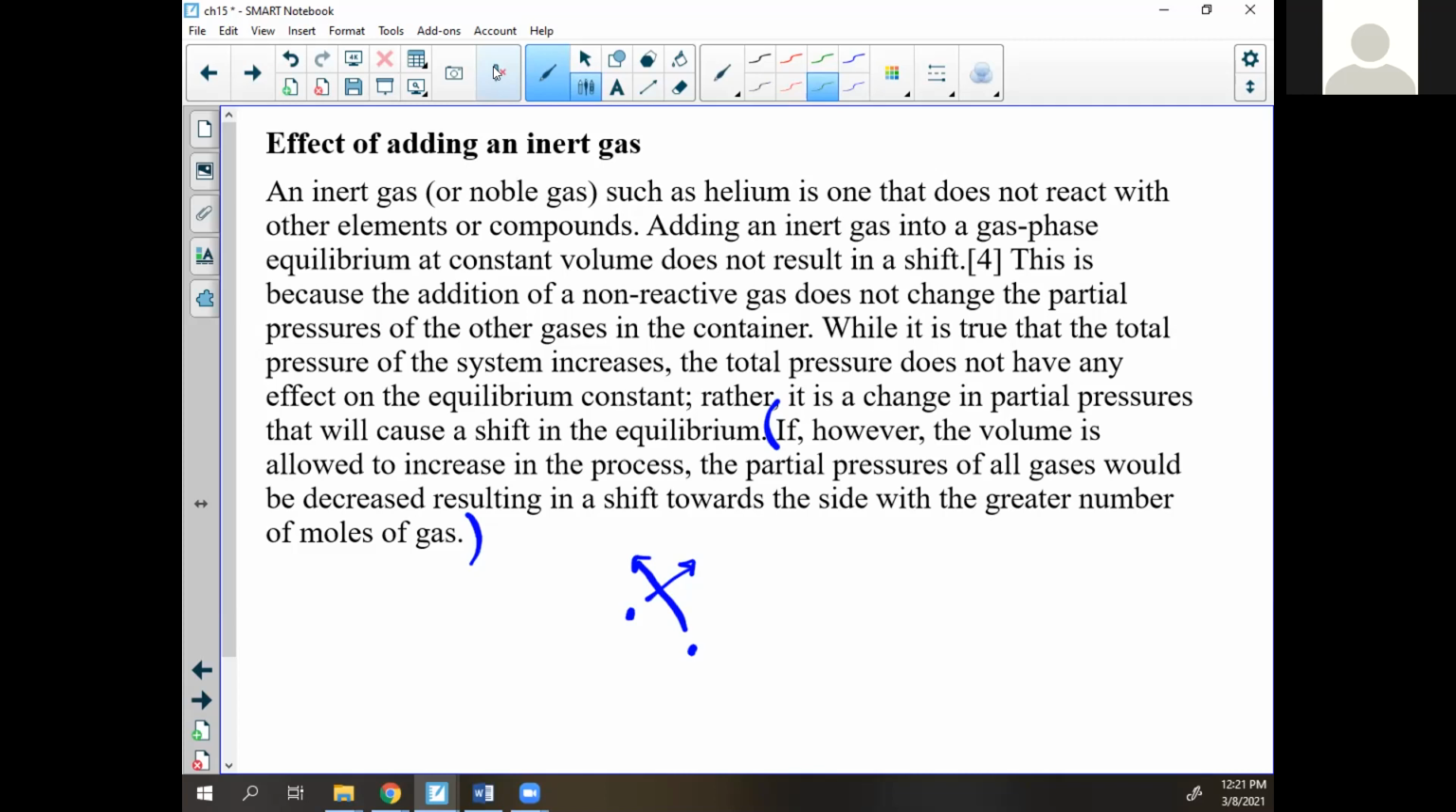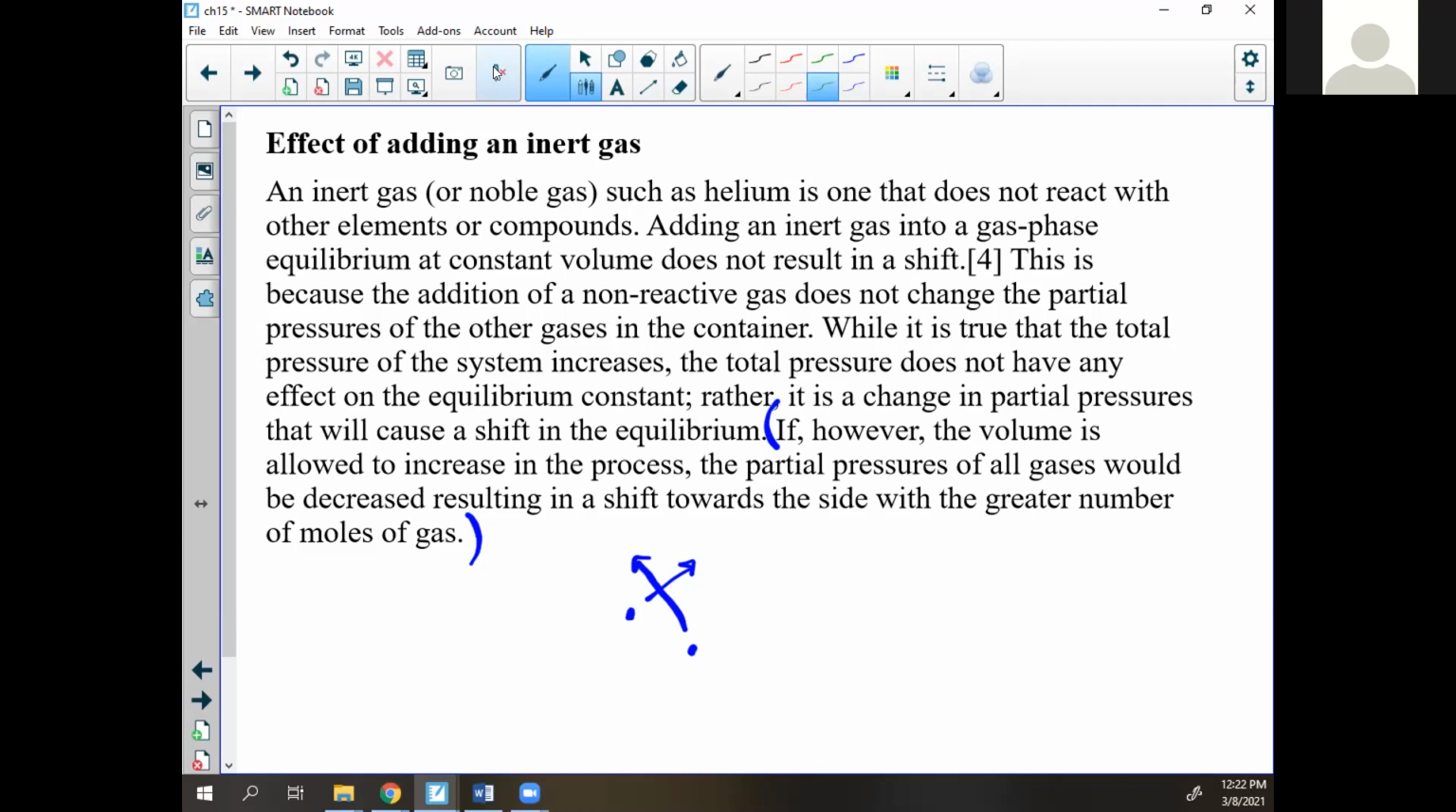Okay, this is a very, very common question on the AP test. You'll do all this math, you'll answer some other questions, and then it will ask, what would the effect of adding neon to the container have on the equilibrium position? And you are going to say none. And then it's going to say justify your answer. You should say it does not affect the partial pressure of the independent gases.